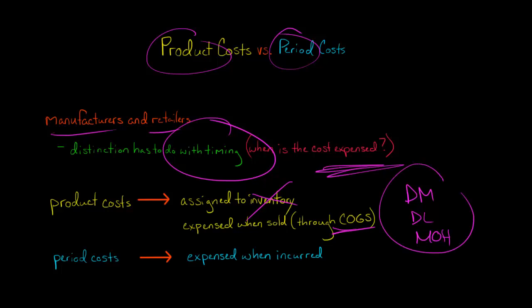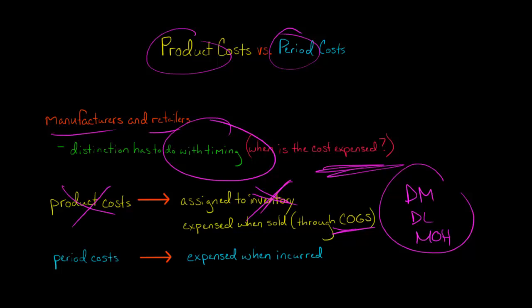goods sold. A retailer, conversely, when they purchase inventory from a manufacturer, they're going to have an asset account called inventory, and that is capitalized, all those costs of acquiring the inventory. But when the retailer sells the inventory to a customer, that's when they're going to expense those costs through cost of goods sold.